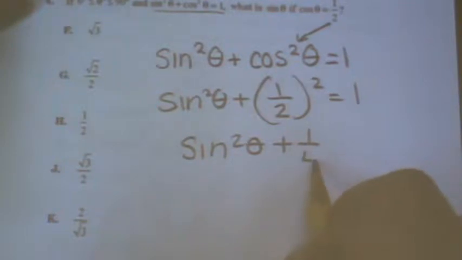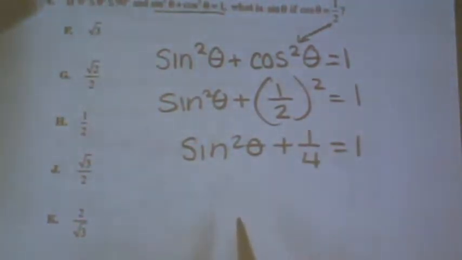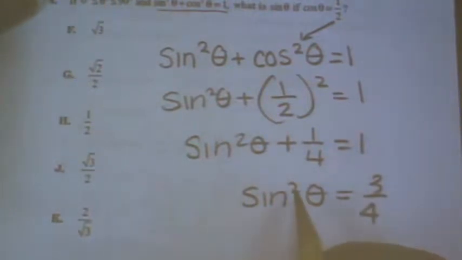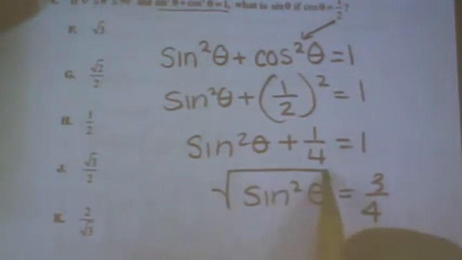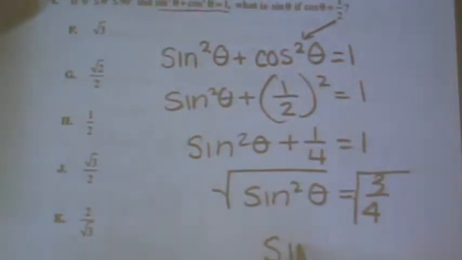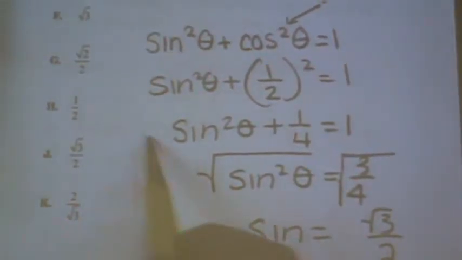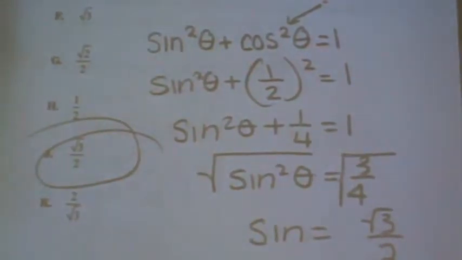What do you get when you square 1/2? You get 1/4. Then do you think you know what to do next? Subtract 1 minus 1/4 is 3/4. Now, what would you do if it said x squared? Square root. And what's the square root of this? It'd be root 3 over 2. Where's the answer? J. It wasn't that bad, was it?